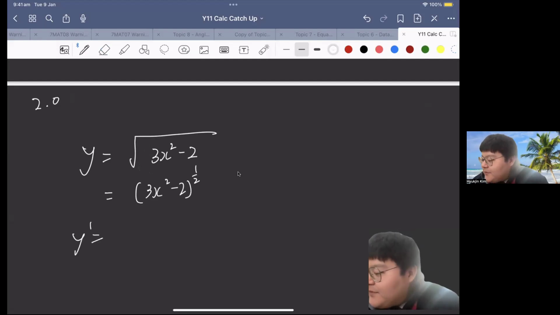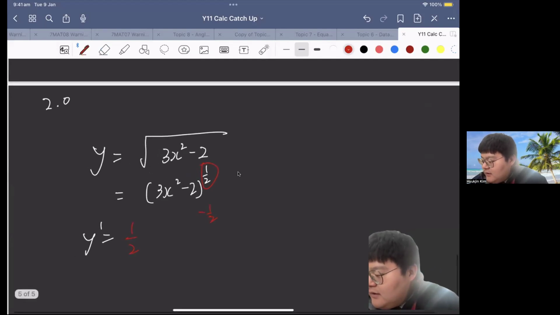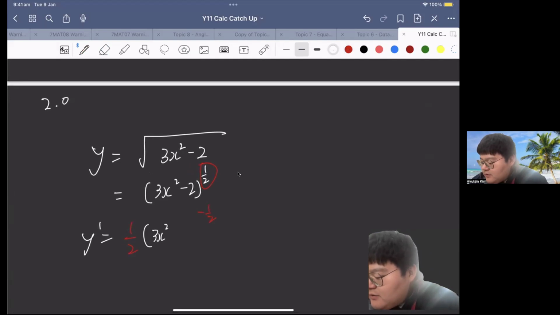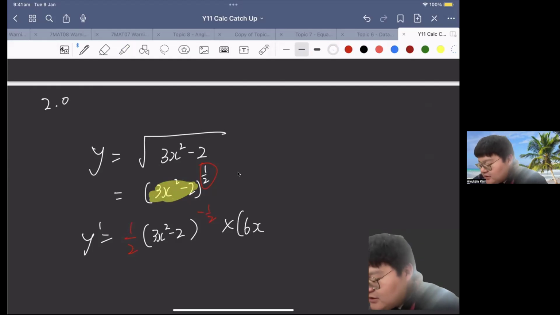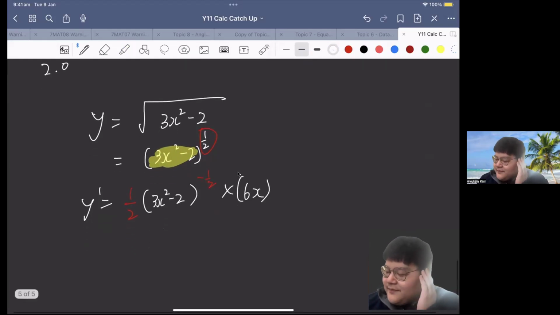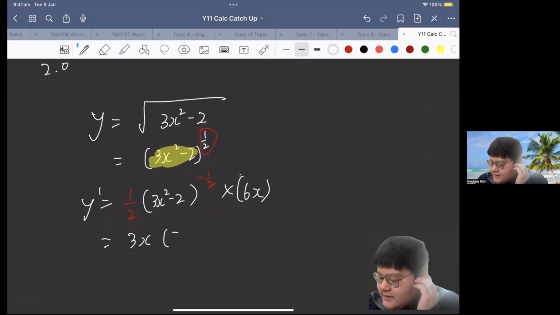Same rule now. Stupid half power, come out here, and then it gets minus by 1. And then you keep the 3x squared minus 2 on the inside, and then you multiply by the derivative of the inside. Yeah? So now you get 6x and nothing, because it's just a constant. So now you get (3x squared minus 2) to the power of negative half.